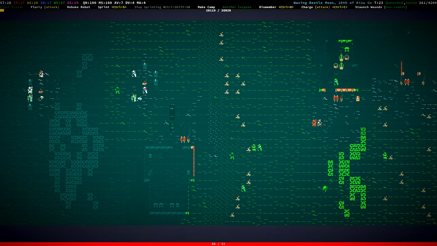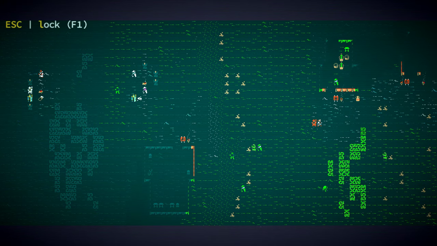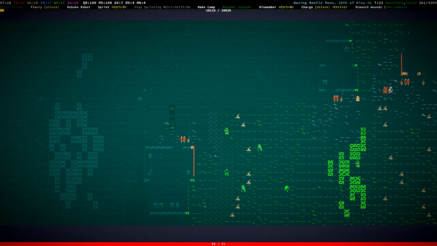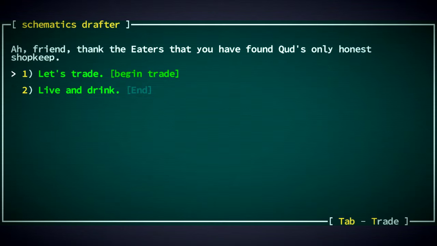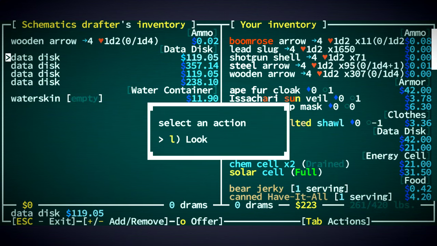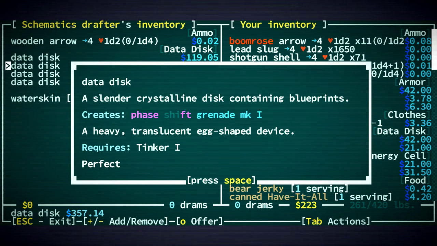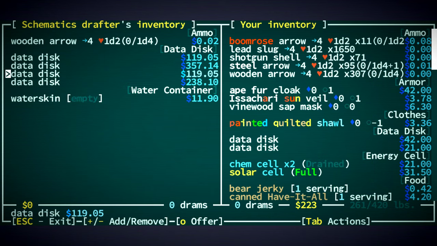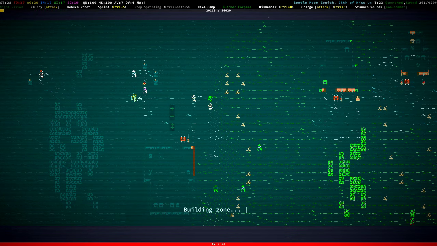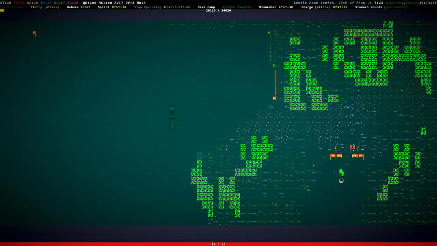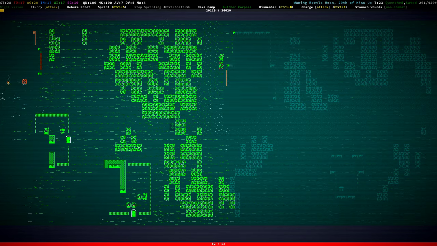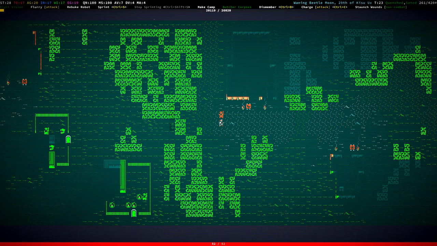What is this one? What is this? Build your own artifacts. That's more interesting. We'll talk to you. You just have some data disks. We'll take a look. Freeze grenades, phase shift grenades, poison gas grenades. Yeah, okay. We'll go down. Another hookah lounge. More food.